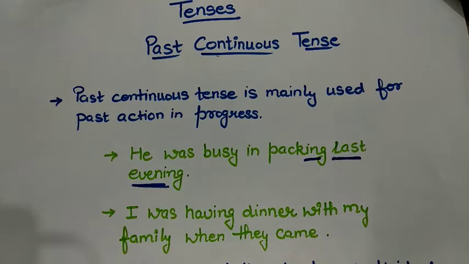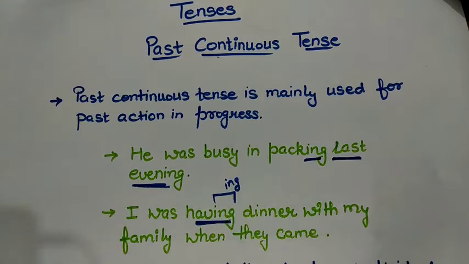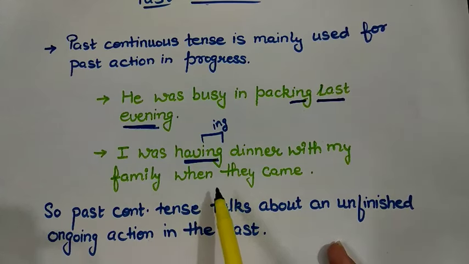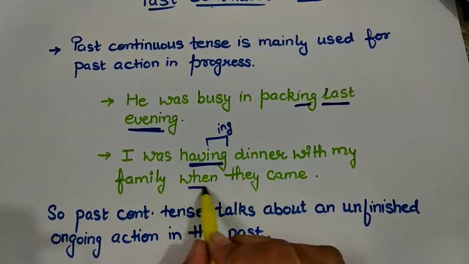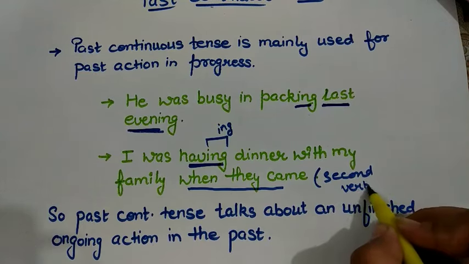See one more example. I was having dinner with my family when they came. Now, because it was an action taking place at that time, we have used having. That means we have used the ing form here. And when they came. Now, you can see that here two actions are taking place, right? And we have used simple past in this operation. I have used the second form of the verb here, which we use in simple past.